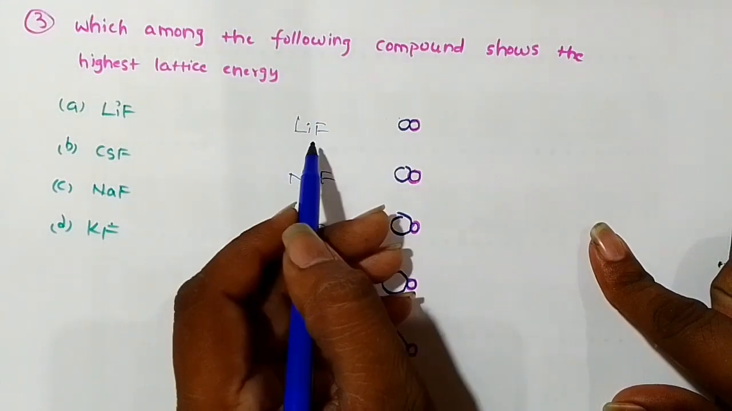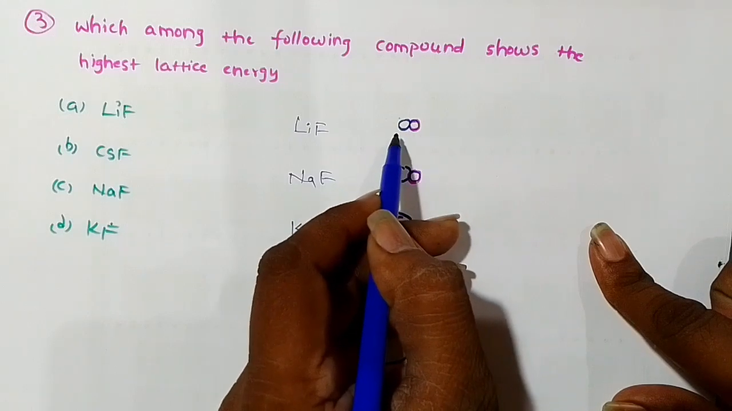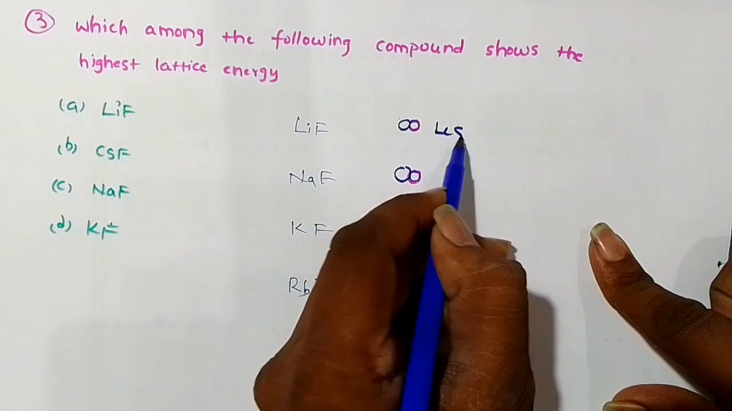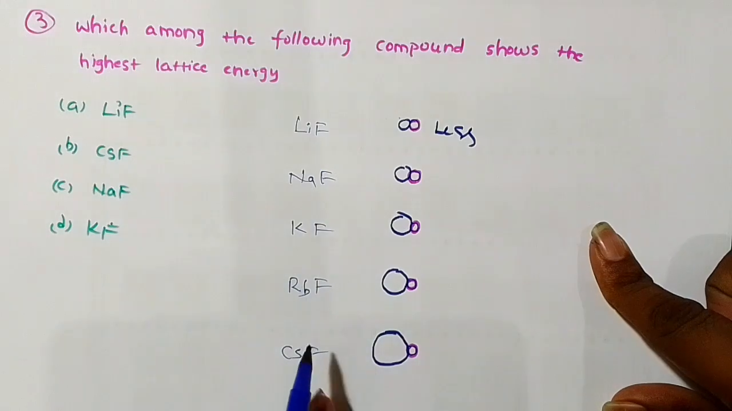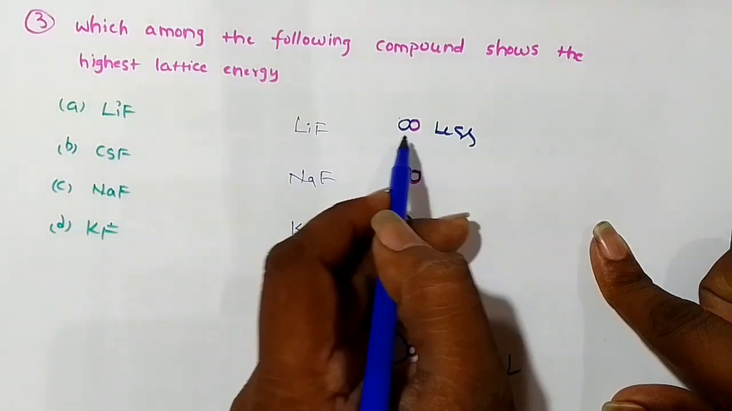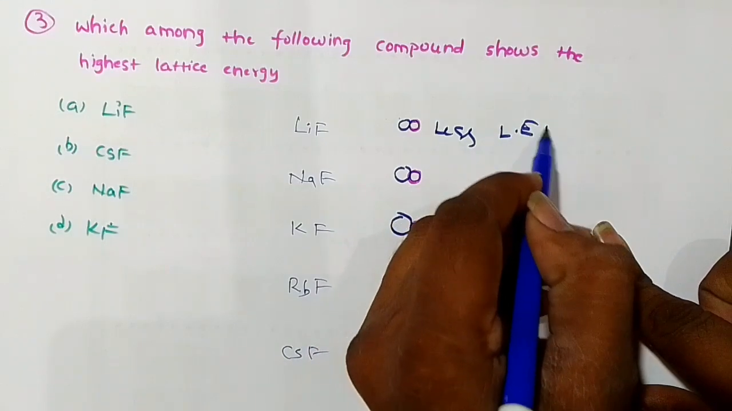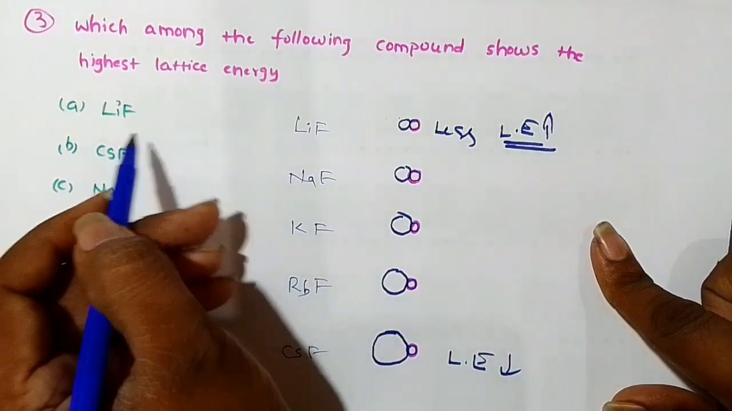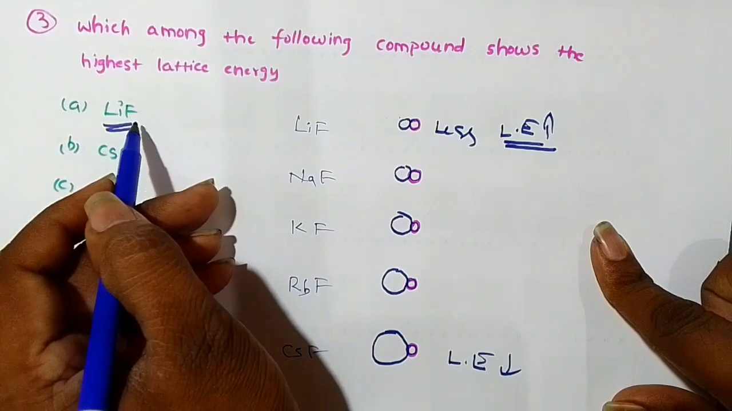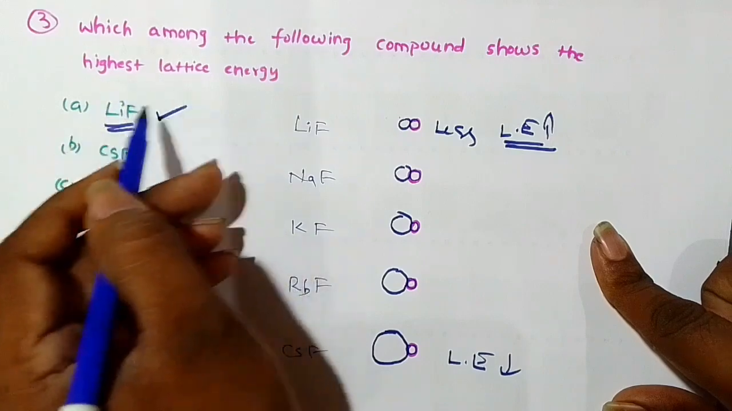When we observe LiF, the size difference between these two ions is very small. When we move from LiF to CsF, the size difference is more. If the size difference is more, lattice energy is less. If the size difference is very small, lattice energy is more. So in LiF the size difference is very small, so lattice energy is more. The highest lattice energy is LiF.